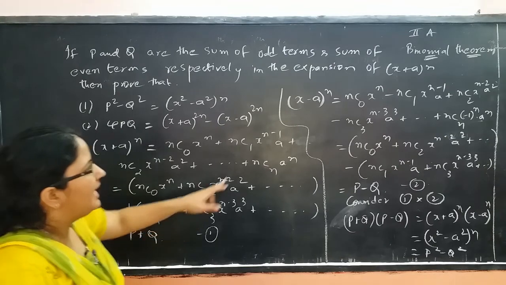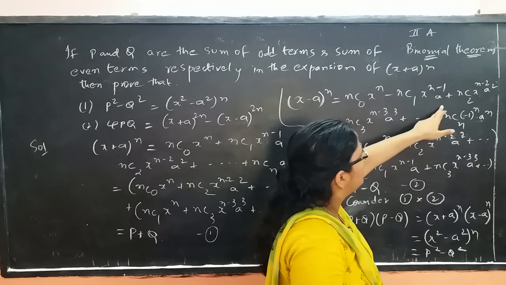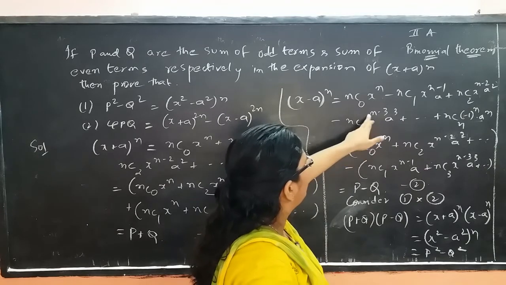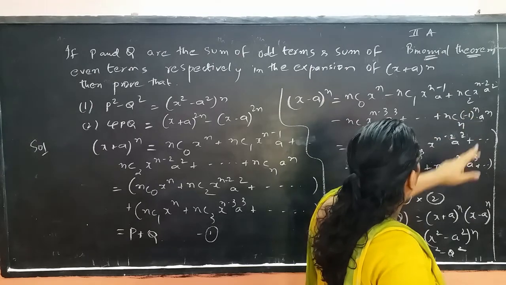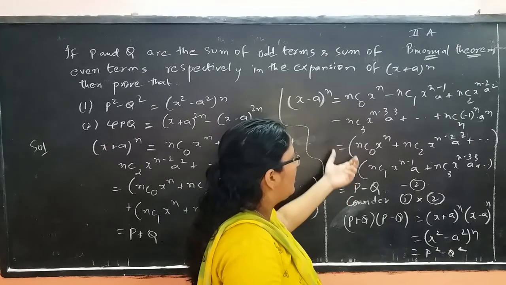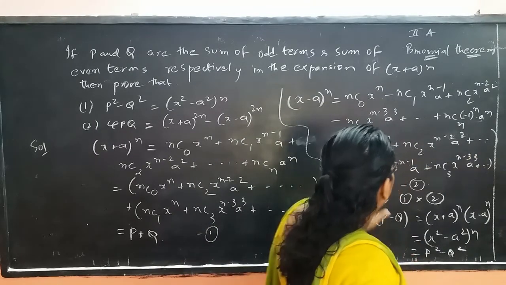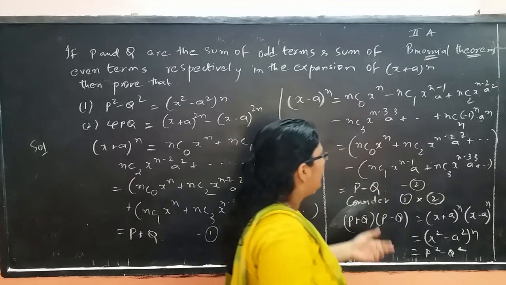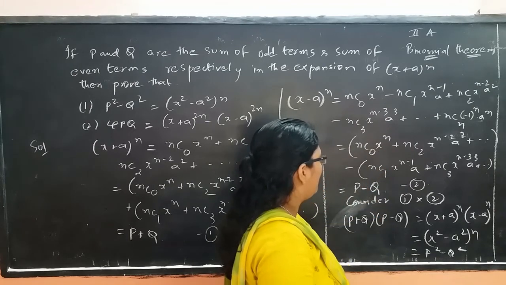Now (x − a)^n = nC0 x^n − nC1 x^(n−1) a + nC2 x^(n−2) a² − nC3 x^(n−3) a³ + so on + nCn (−1)^n a^n. Here we are separating even terms and odd terms. So nC0 x^n + nC2 x^(n−2) a² + so on, minus [nC1 x^(n−1) a + nC3 x^(n−3) a³ + so on]. This is even terms and this is odd terms, so it will be equal to p − q.